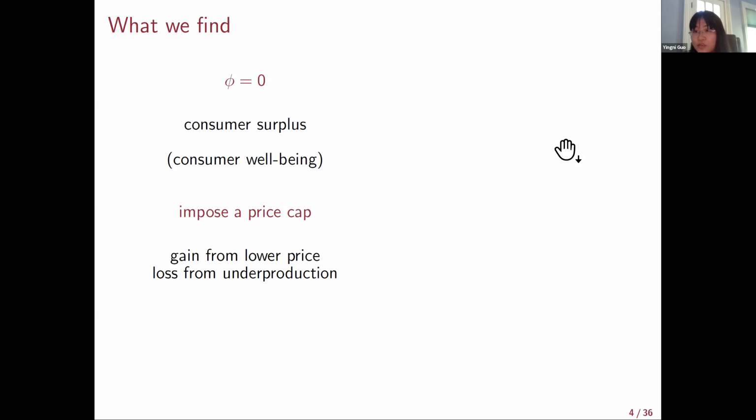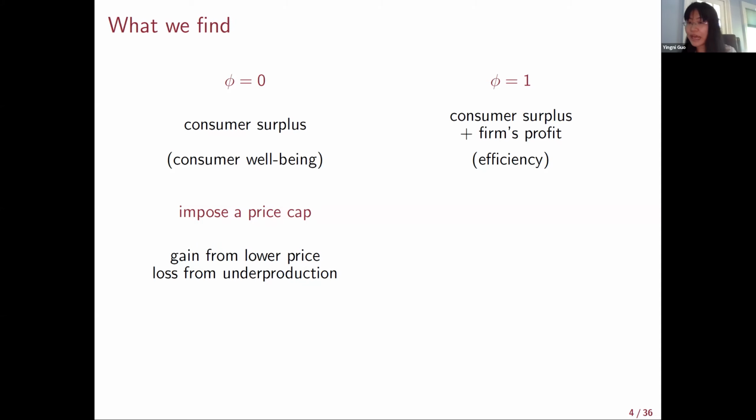At the other extreme, the regulator puts a weight 1 on the firm's profit. So his payoff is consumer surplus plus firm's profit. In this case, the regulator simply wants to maximize efficiency. He wants the firm to produce as efficiently as possible. We all know that if the firm is not regulated, the monopoly firm tends to underproduce. Right? The monopoly firm tends to supply less than the efficient level. So in this case, the regulator wants to encourage more production by subsidizing the firm.